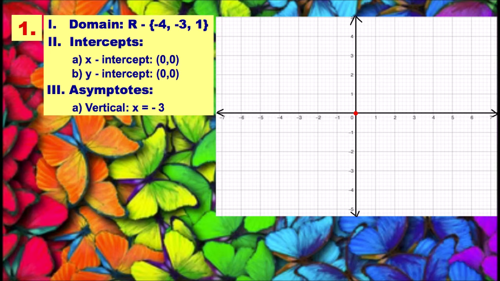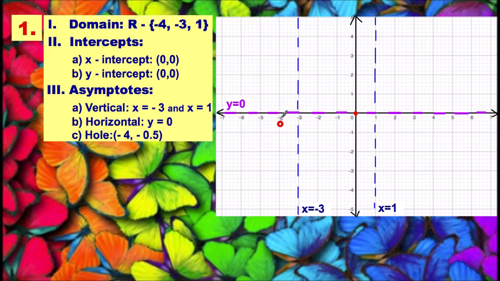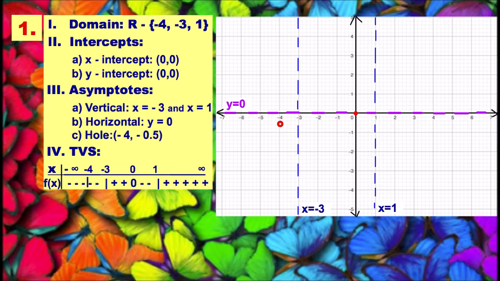Asymptotes. A vertical asymptote at x equals -3, as sketched here, and x equals 1, as sketched here as well. Horizontal asymptotes of y equals 0, sketched in purple. A hole at point of coordinates (-4, -0.5), our red hole right here. And the following table of values.